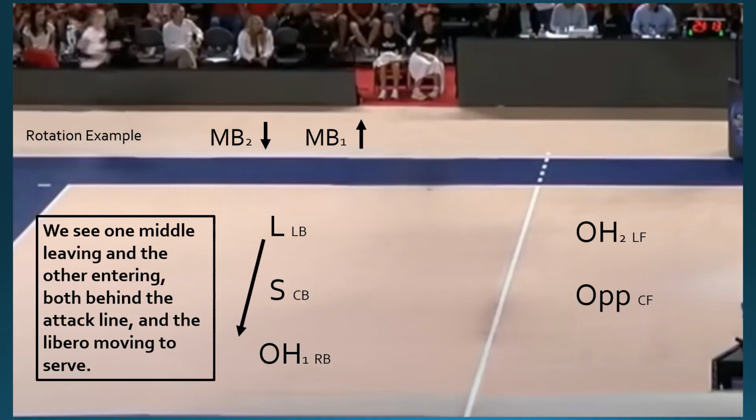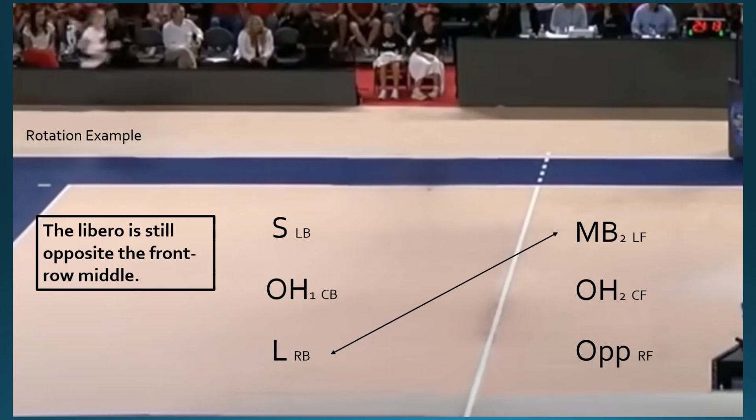What we see visually when that happens, though, is that the libero does not leave the court, but instead goes straight back to serve. And what we see is one middle coming back in and the other going out behind the attack line for the libero replacement. Once that double replacement is complete, we have the libero in the right back position to serve. But notice the pattern still exists that the libero is opposite the middle blocker in the front row.